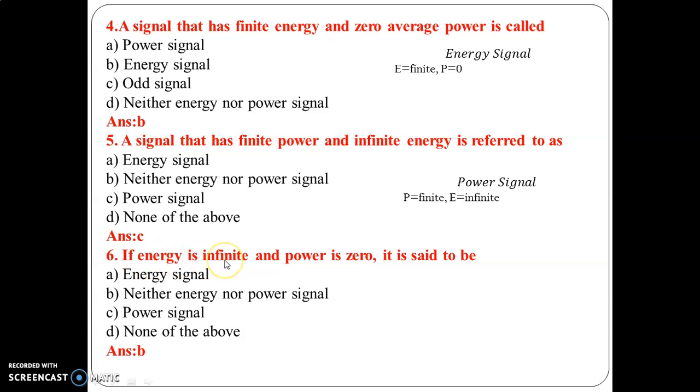If energy is infinite and power is zero, it is said to be. See, the condition is energy infinite, power zero. Is it a power signal? Here energy is infinite but power is not zero. Is it an energy signal? Power is zero, but energy is finite. So this condition does not come under energy signal or power signal. So it is said to be neither energy nor power signal. So the correct option is option B.